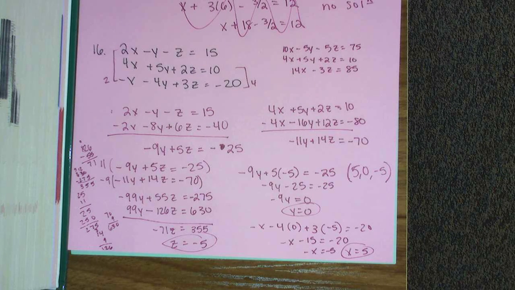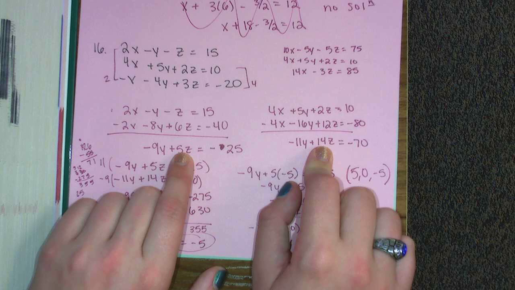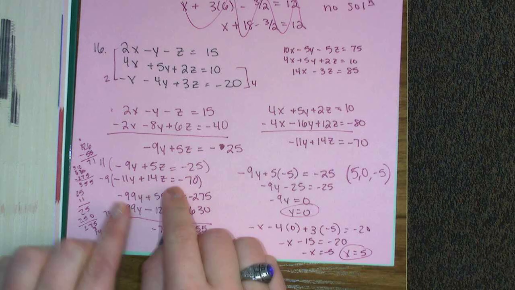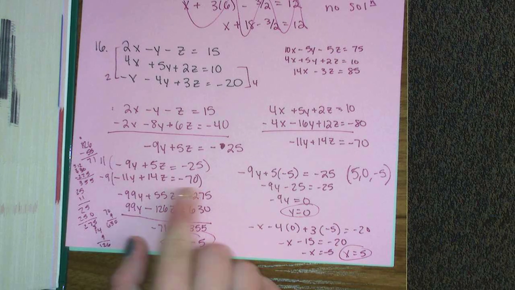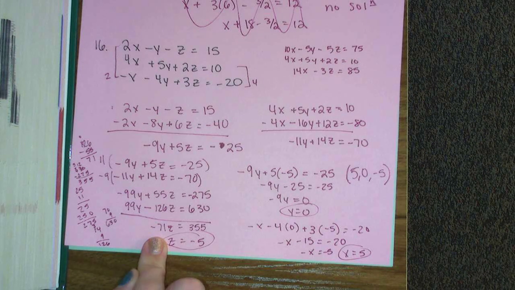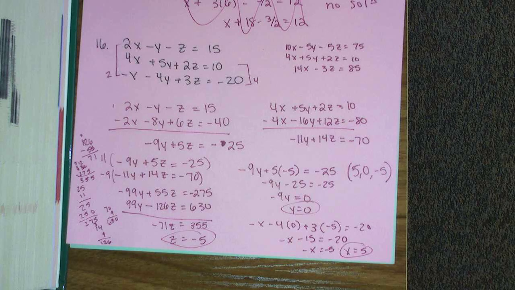So once I have my two new equations, I take them and stack them together. For ease, I went with 11 and negative 9 to basically cancel my y's. And so I did all that multiplication and ended up with negative 71z is equal to 355. Fortunately, that comes out nice and even to be negative 5.